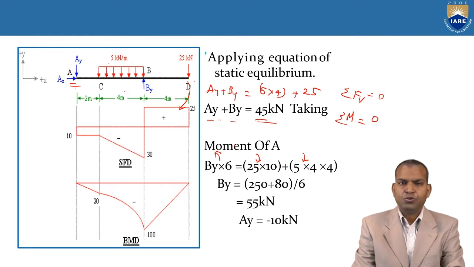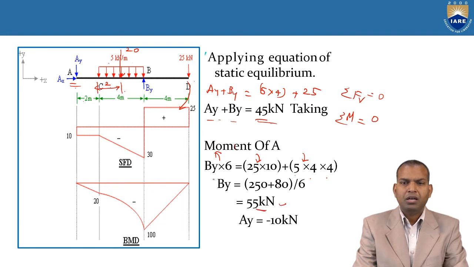Plus the uniformly distributed load is converted into a concentrated load, that is 5 into 4, 20 kilonewtons, acting at the center of the UDL, that is 2 plus 2, 4 meters. So 5 into 4 into 4. Then BY equals (250 plus 80) by 6, that is 55 kilonewtons. Now BY equal to 55 kilonewtons.